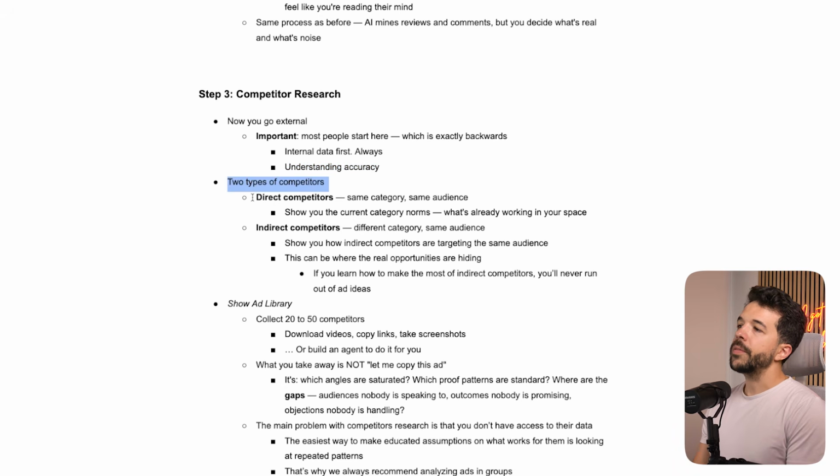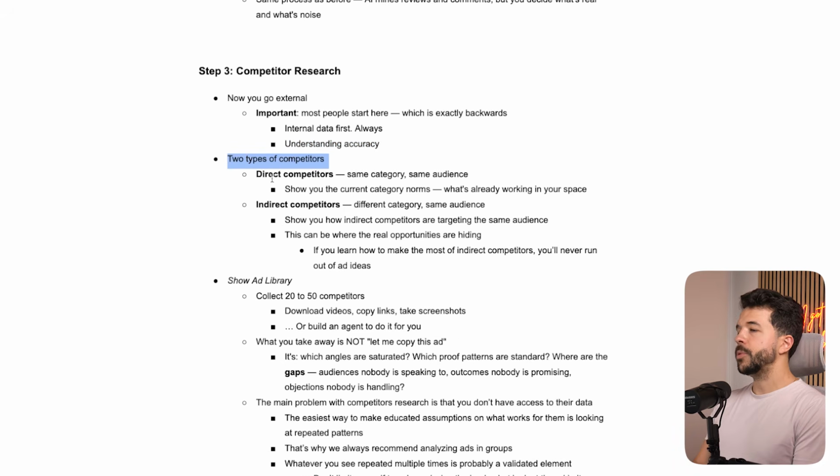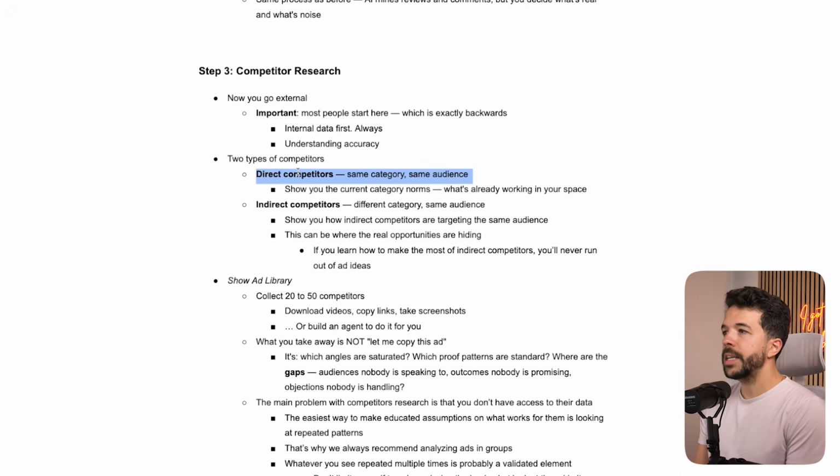There are 2 types of competitors, and this is another thing that most people mess up. The first type is the direct competitor, and in our system we see it as same category, same audience. This is what shows you the current category norms, what's already working in your space, and this is good to understand the meta game in your industry and in your category.